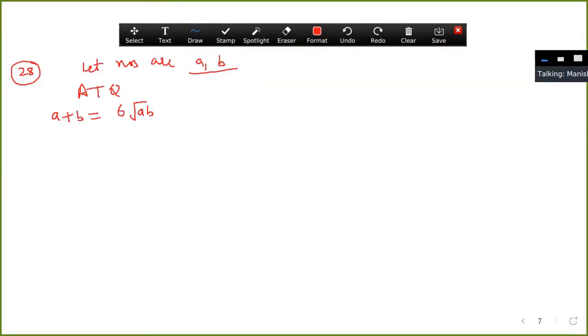Now, what you have to prove? You have to show that A upon B, the ratio of the numbers, is equal to (3 plus 2 root 2) upon (3 minus 2 root 2). This is what you have to show. Now let's start the question. Now you can write this question like this.